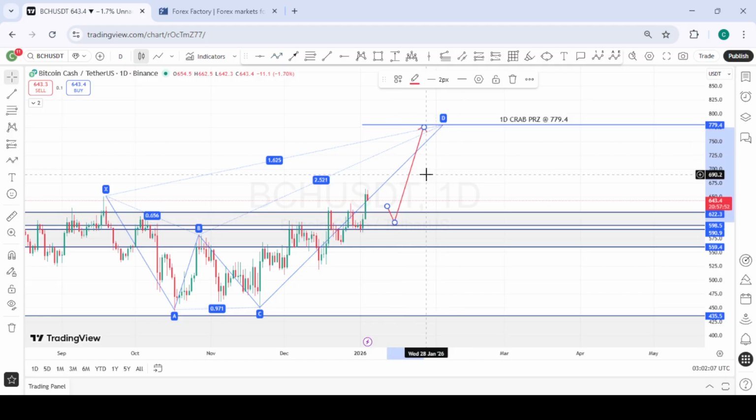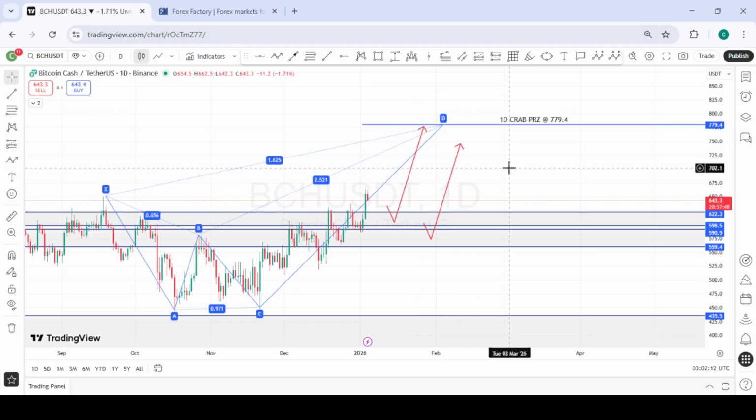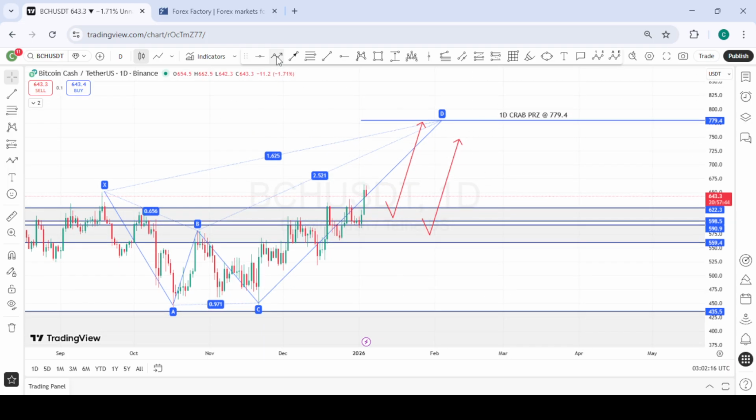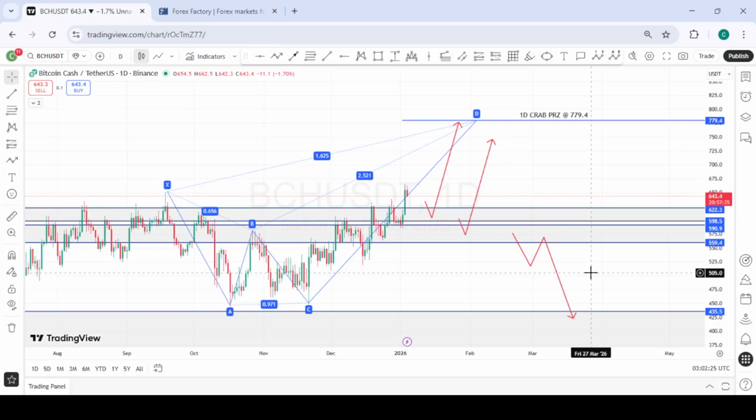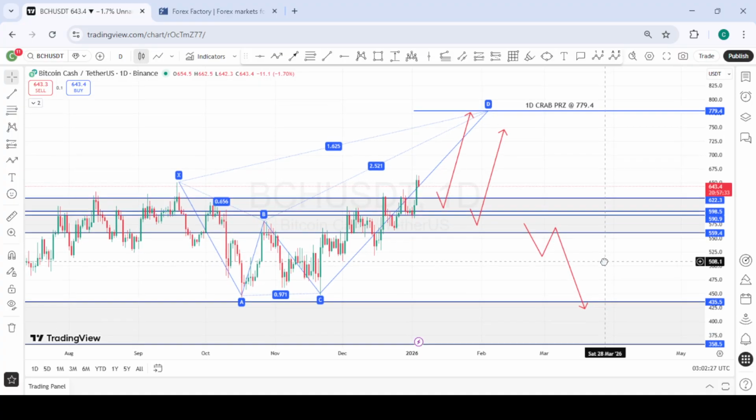So this potential reversal zone, or should price pull back a bit deeper, we'll still be looking out for the buys to the upside. And this can only shift bearish if we clear this zone or clear this structure we have here, and then come for a pullback and then continue to the downside. So we are extremely bullish on Bitcoin Cash for the coming week.